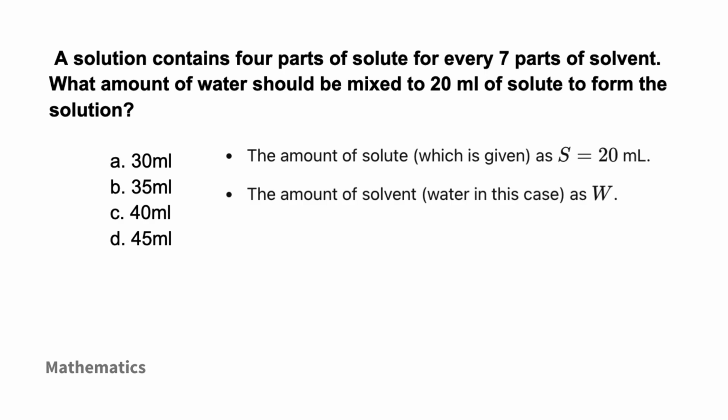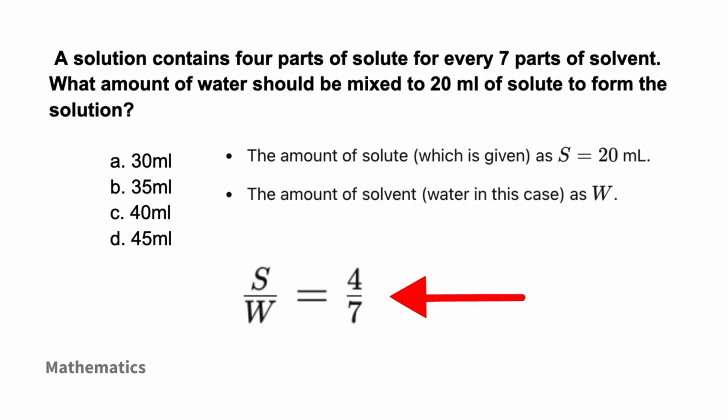So here we have the amount of solute, which is given as S equals 20, and therefore we have S equals 20 milliliters. Furthermore, the amount of solvent, water in this case, we'll say is W. Now, according to the problem, the ratio of solute to solvent is 4:7. Therefore, for every 4 parts of solute, there should be 7 parts of solvent.